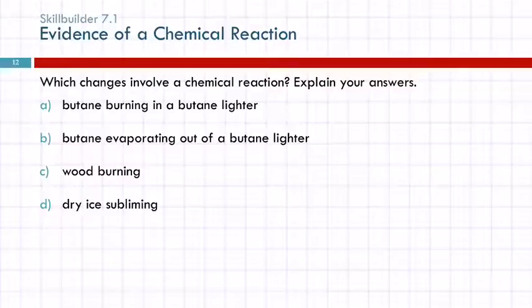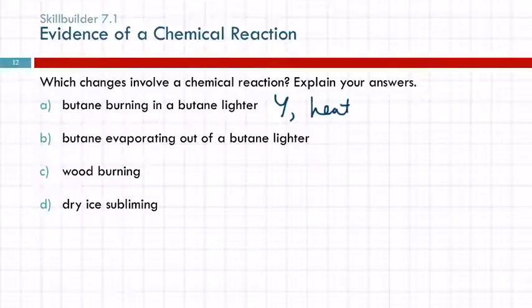Okay, so which changes involve a chemical reaction, and explain your answers. The dreaded explain. Okay, butane burning in a butane lighter. You flick your Bic and you get a little flame. Is that a chemical reaction? Yes. How do you know? We've got heat, and why else do you sometimes flick a Bic? For the light, right? Heat and light are given off. So that's what suggests this is a chemical reaction.